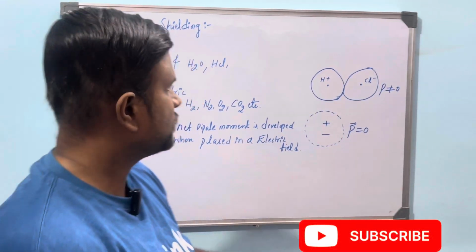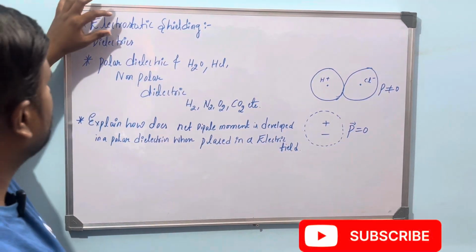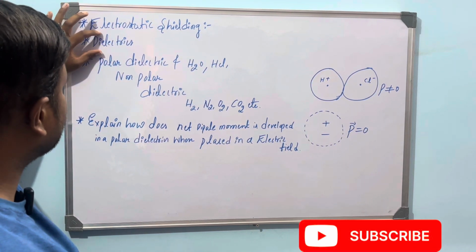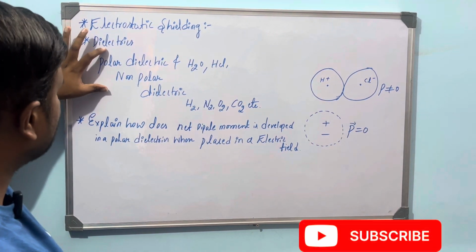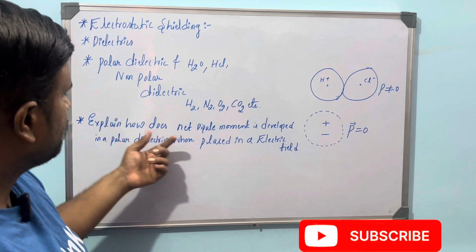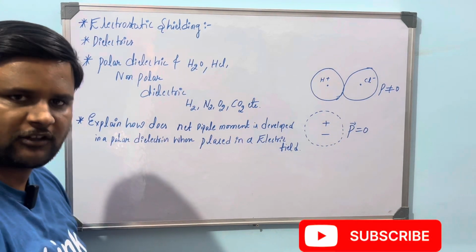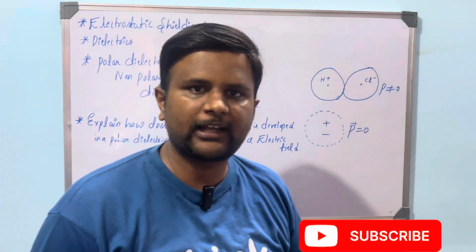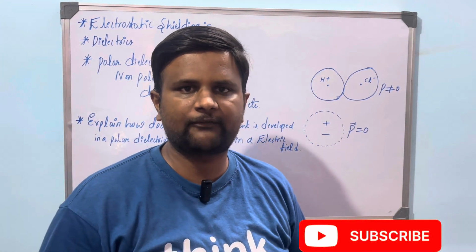Hello everyone. In this class I am going to discuss what electrostatic shielding and dielectrics are. Under dielectrics we have two types, polar dielectrics and non-polar dielectrics, and I will explain how the net dipole moment is developed in polar as well as non-polar dielectrics when they are placed in an electric field.